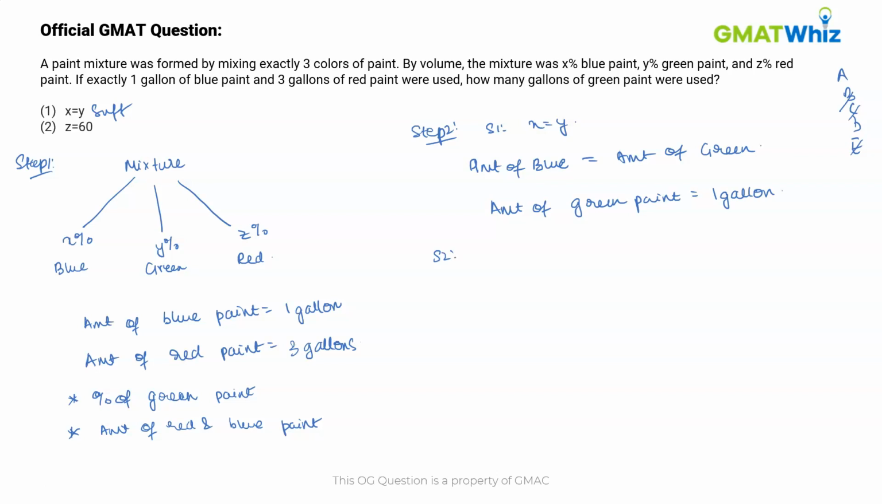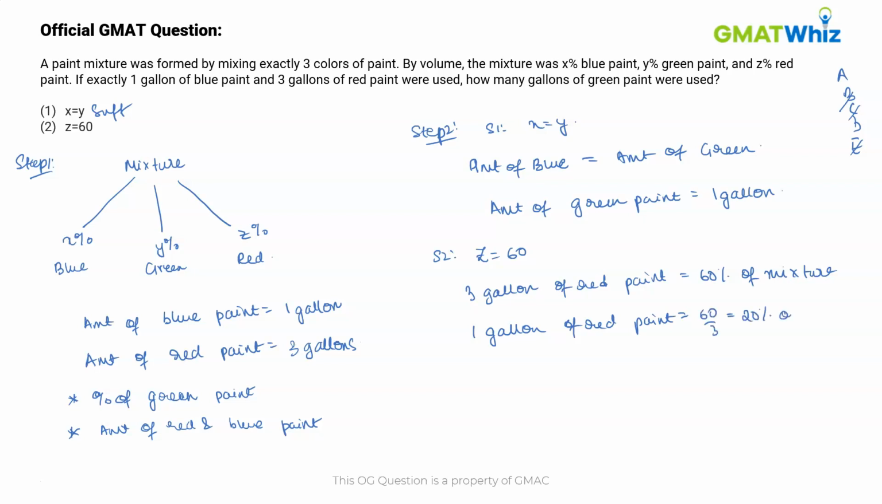In statement 2, we are given that the value of Z is equal to 60. Now, this means that 3 gallons of red paint comprises 60% of the mixture. Then, by unitary method, we know that 1 gallon of red paint will comprise 60 by 3, or 20%, of the mixture.